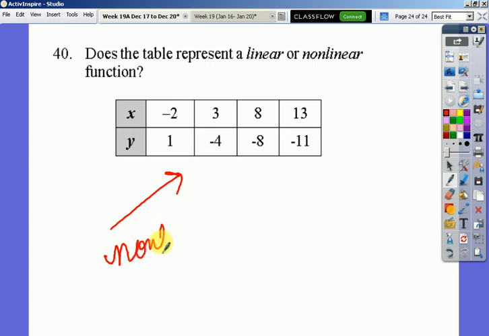Okay, this is your review. It mimics your final. You need to watch this video a couple times at least to make sure that you understand everything.